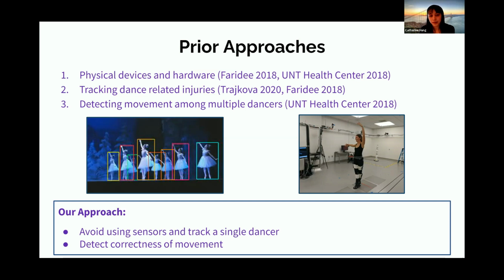So our approach is different from this because we want to avoid using sensors, because they can be hard to dance with, and having every online dancer purchase sensors can be very costly. And we only want to track a single dancer, because typically in online dance, there's only one dancer at a time. And we also want to detect whether or not the basic move is correct or incorrect.